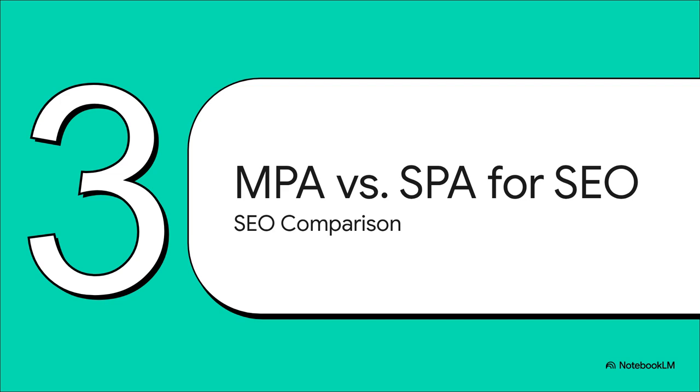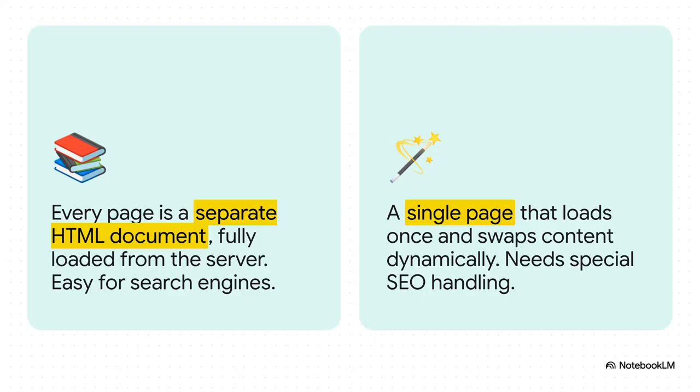Okay, so if that's the classic MPA, how does it really stack up against that slick, more modern alternative, the single-page app? Let's put them head-to-head and see what happens. This really nails the core difference. On one hand, you've got that MPA library we just talked about. Simple, clear, organized. On the other hand, you have the SPA, the single-page app.